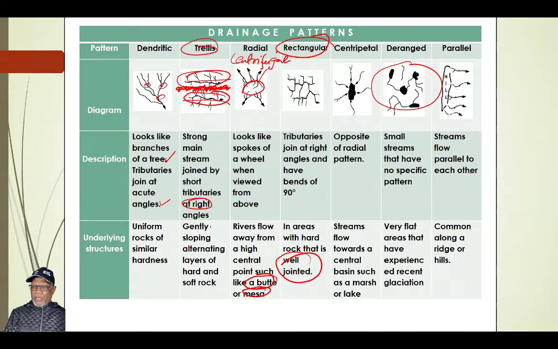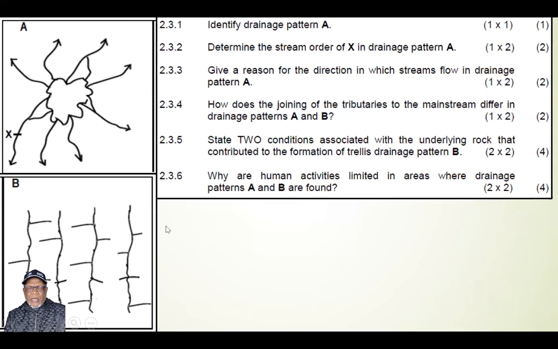And then it is common along a ridge or a hill. Just like this other one, the trellis pattern, it is also common where you are going to find inclined strata. Sometimes they say the underlying rock where you have inclined strata. Let's move on with our patterns. Now, here are the activities on patterns.